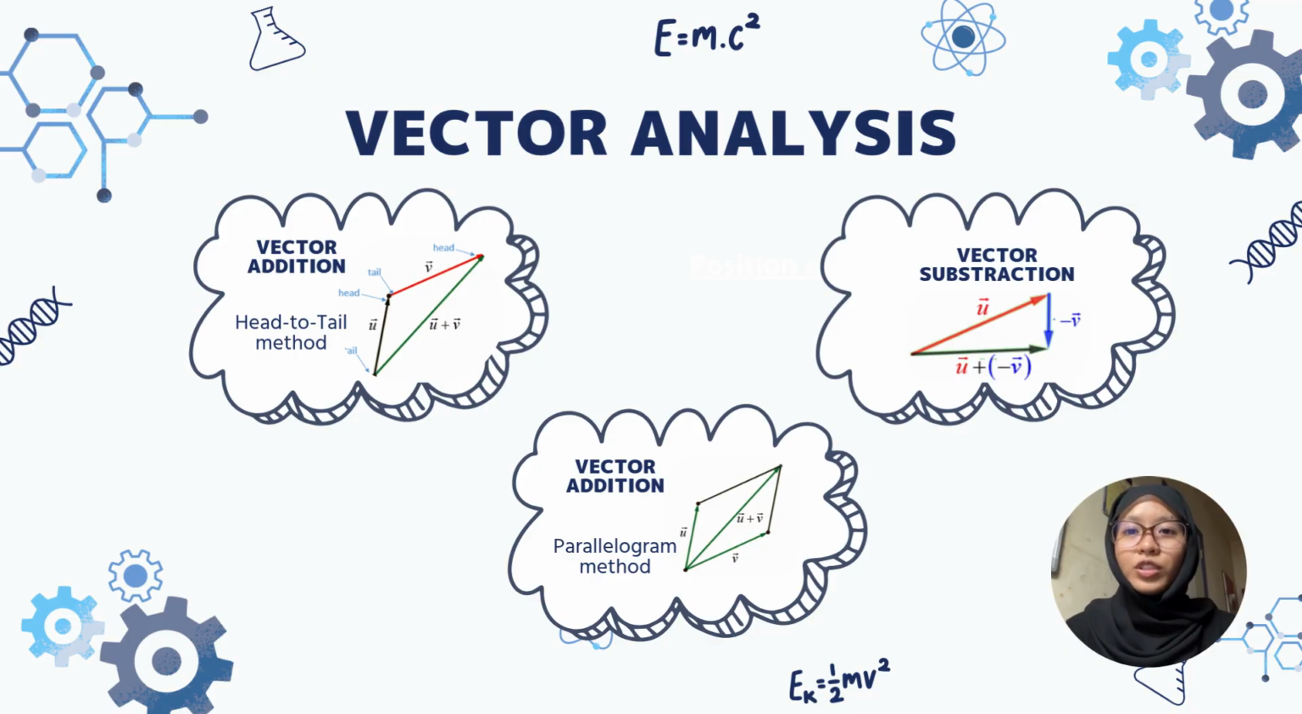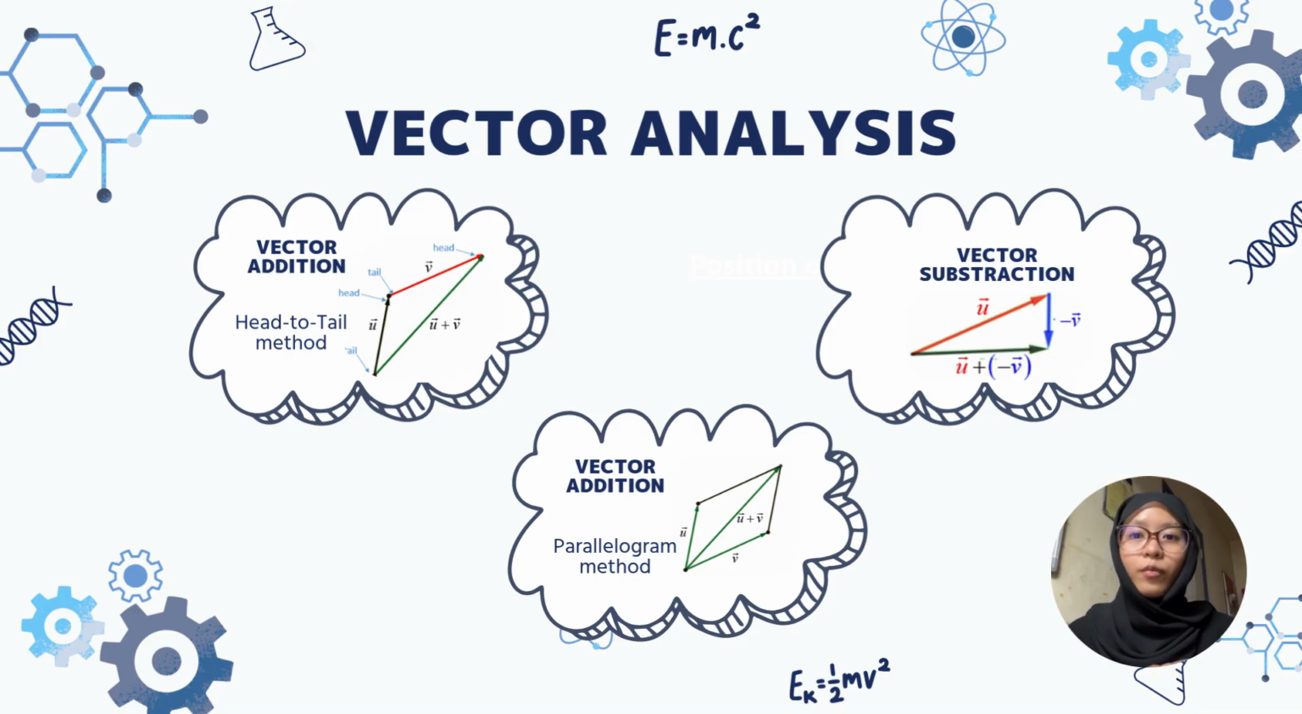Now, we move on to geometric vector operations, specifically vector addition and vector subtraction. There are two primary geometric methods to add two vectors. Let's say vector u and vector v. First method, head to tail. We place the tail of the second vector at the head of the first vector. The resultant vector, u plus v, is drawn directly from the tail of the first vector to the head of the second vector.